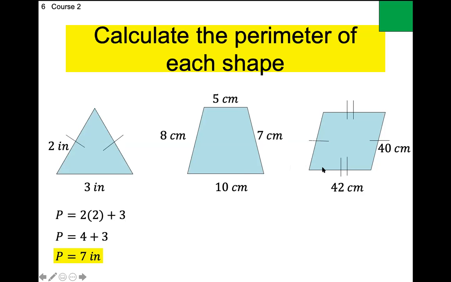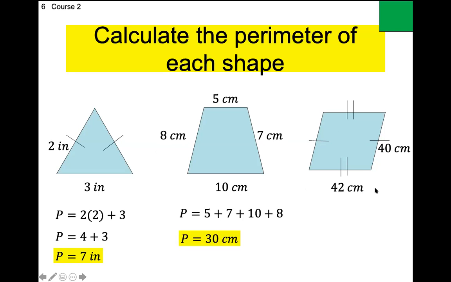All right, Lucia, what do you got for the trapezoid? I haven't gotten it yet. All right, tell me what to do. You add each side together. 8 plus 5? 13, plus 7. 20, plus another 10. 30. All right, so you got that one.